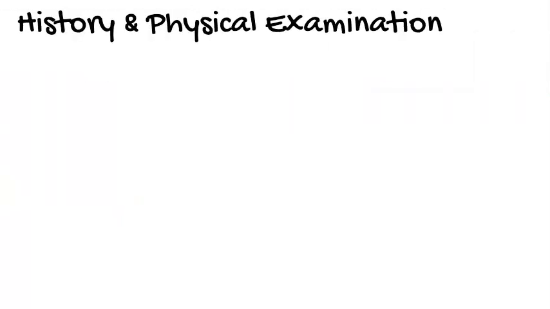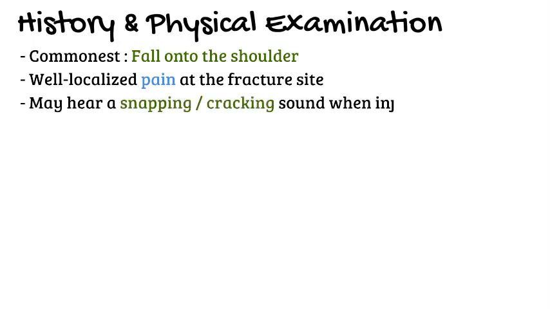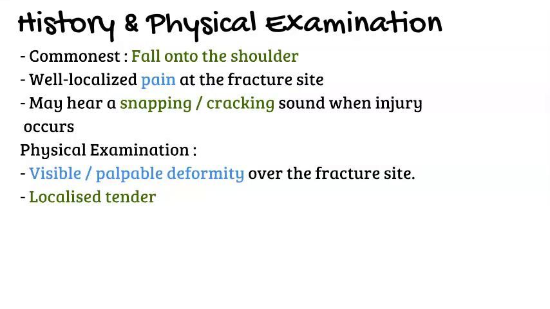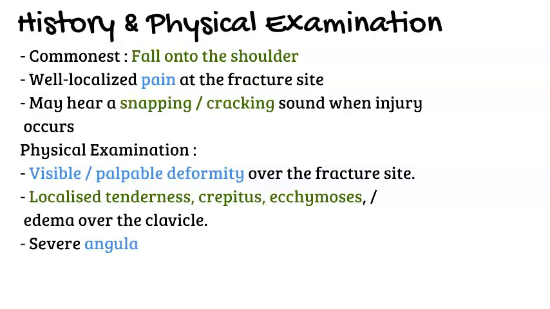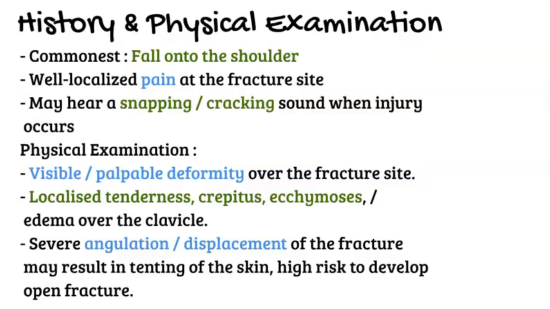For history and physical examination, the commonest mechanism is a fall onto the shoulder. Patient complains of well-localized pain at the fracture site. He or she may hear a snapping or cracking sound when injury occurs. For physical examination, there will be a visible or palpable deformity over the fracture site, localized tenderness, crepitus, ecchymosis, or edema over the clavicle. Severe angulation or displacement of the fracture may result in tenting of the skin, with high risk to develop open fracture.